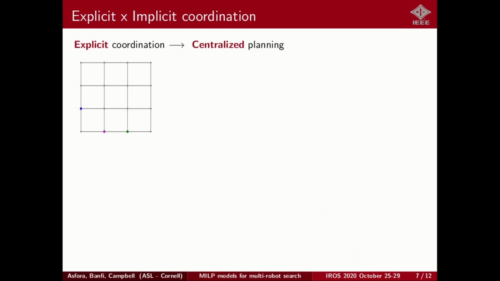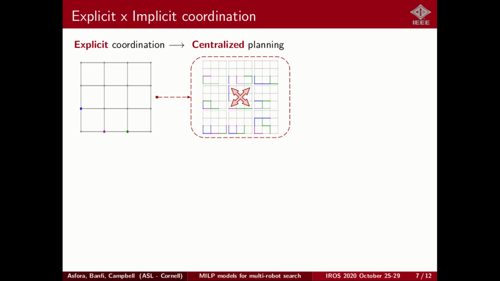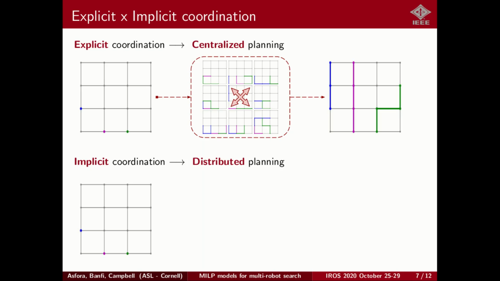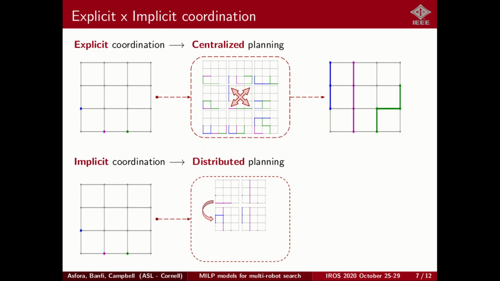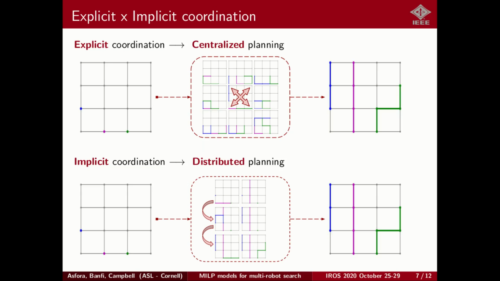Suppose we want to plan the path for 3 searchers. For explicit coordination, we need a centralized planning approach, so we can search paths for all searchers at the same time until we find our desired solution. With the implicit approach, on the other hand, we first explore the search tree for the first searcher, then we treat it as a constant and search the options for the second searcher, doing the same for the third searcher until all paths have been computed.